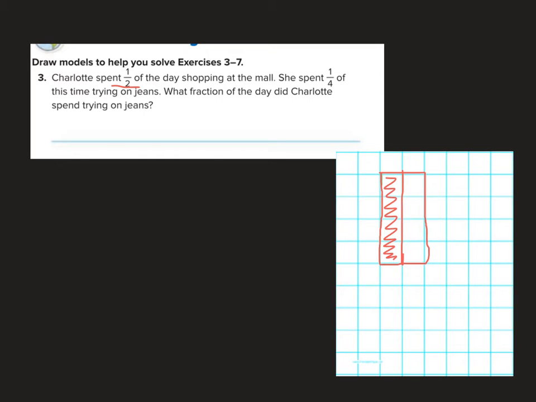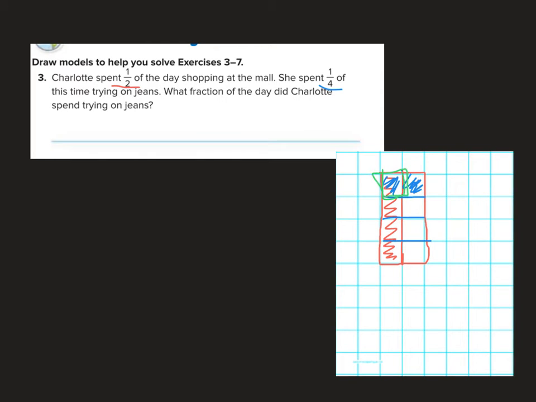Now, using a different color, I'm going to represent the 1/4. I'm going to cut it into 4 equal pieces. 1, 2, 3, 4. Now I have 4 equal pieces, and I need to shade 1/4. Okay, what fraction of the day did she spend trying on jeans? It's only overlapped in one spot. Do you see that, guys?